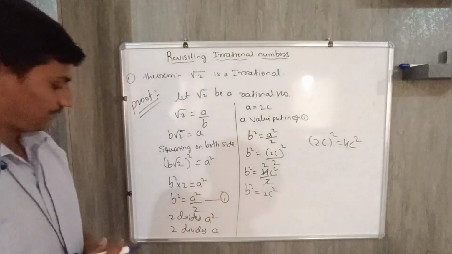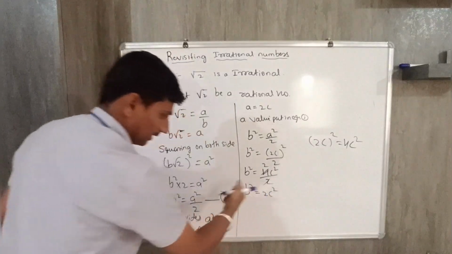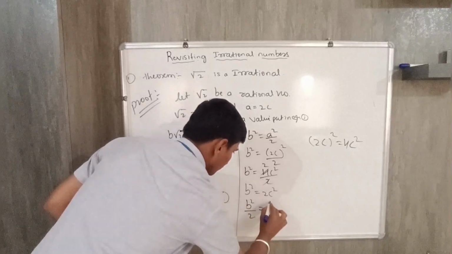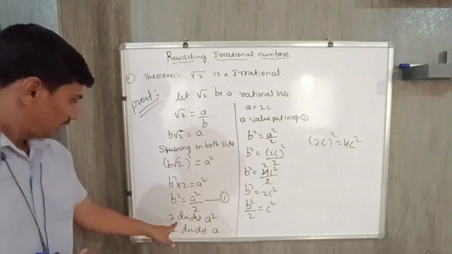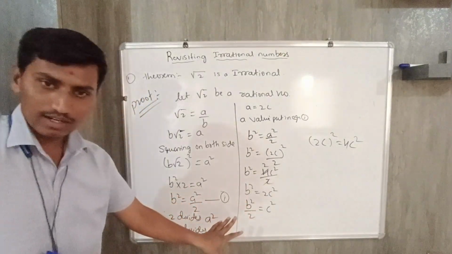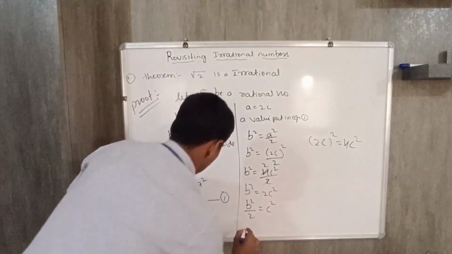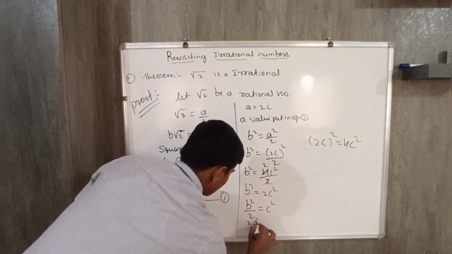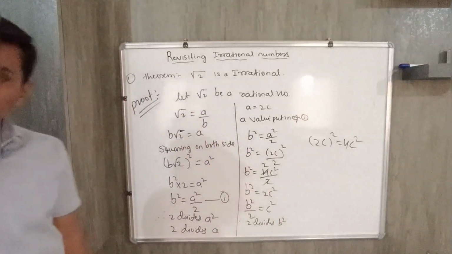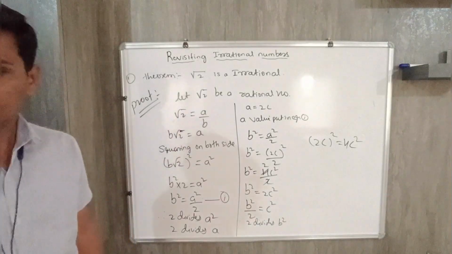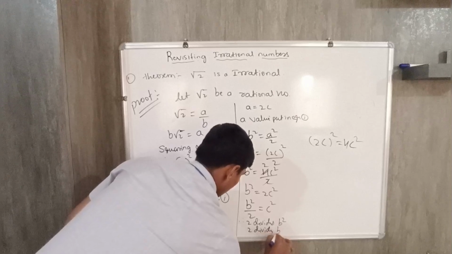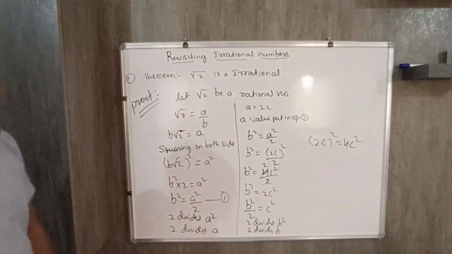So this 2: here multiplication means 2 coming this side means divide. Okay. So now b square by 2 equal to c square. So let us see here. 2 divides a square and 2 divides a. Here 2 divides b square, right? Therefore 2 divides b square. 2 divides b square means 2 divides b also, right? 2 divides b.